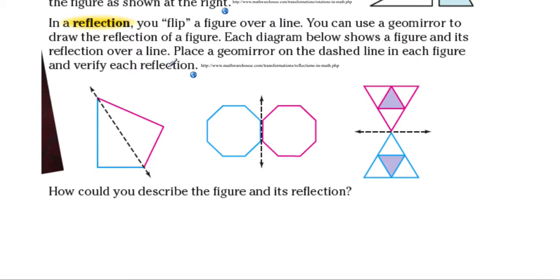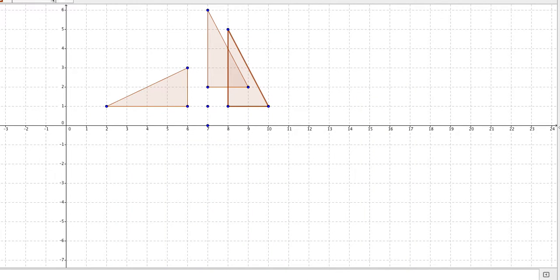Place a geomirror on the dashed line in each figure and verify each reflection. A geomirror is basically a type of mathematical device that when you put it over a line, you can see the reflection, you can actually trace it out. So when we talk about a reflection, let's make a new window here.